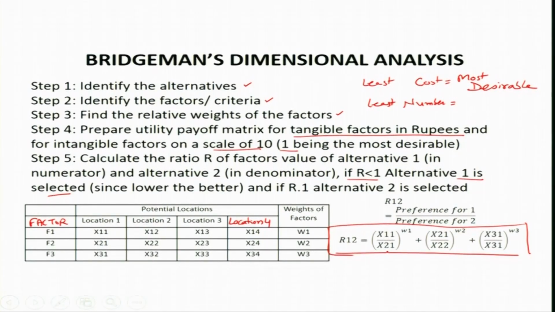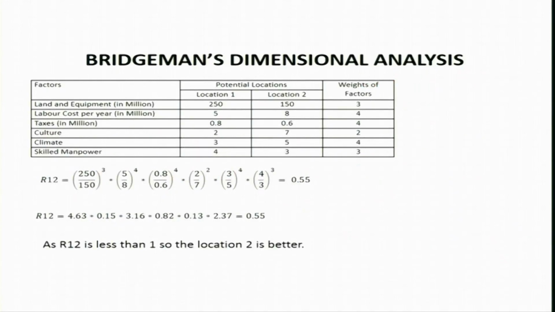Let us see one example also. Suppose we have considered these factors. One is land and equipment, which is a quantitative factor; labor cost per year, another quantitative factor; taxes, another quantitative factor; culture as a subjective factor, climate as a subjective factor, and skilled manpower as a subjective factor. So we have taken 3 objective factors and 3 subjective factors, and for the objective factors we have calculated the cost in millions of rupees.